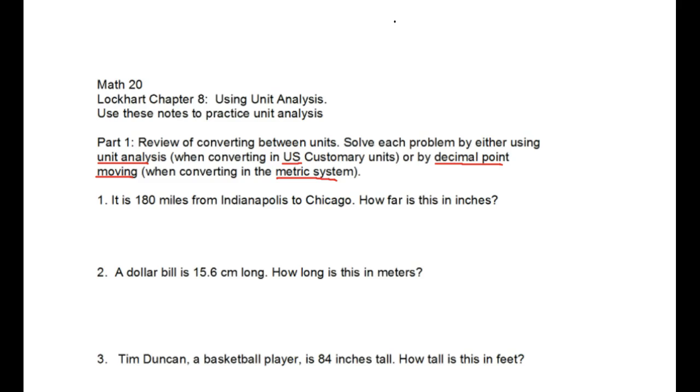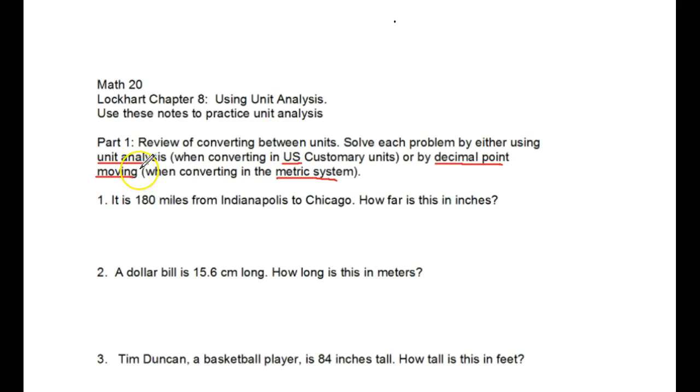So I've underlined important words in our directions. It says review of converting between units. We're going to solve each problem either using unit analysis, that's in the US system, or decimal point movement, that's in the metric system. So let's take a look at this first problem.